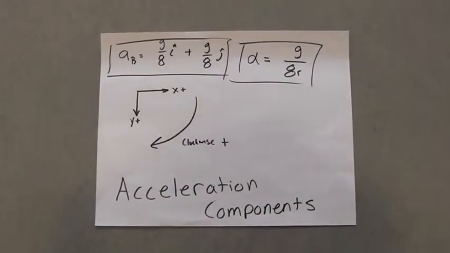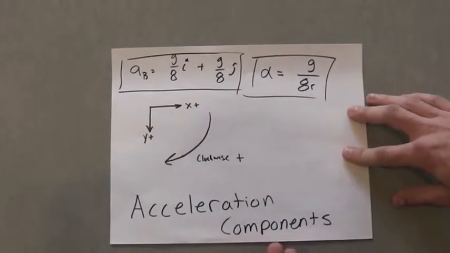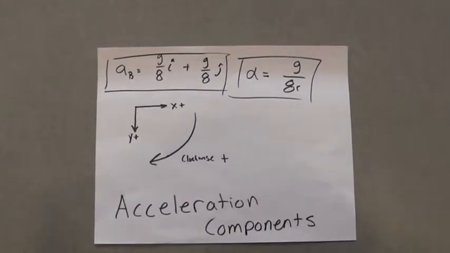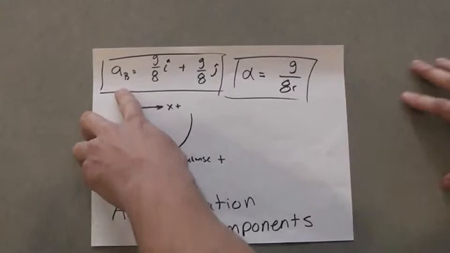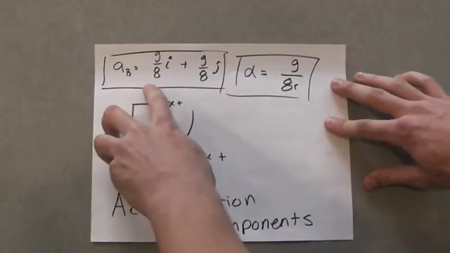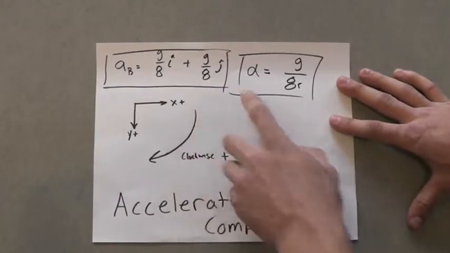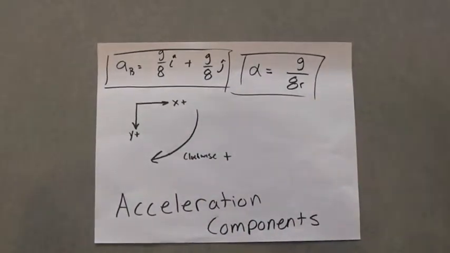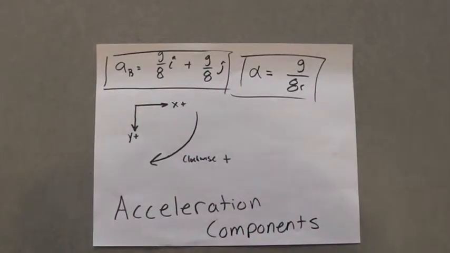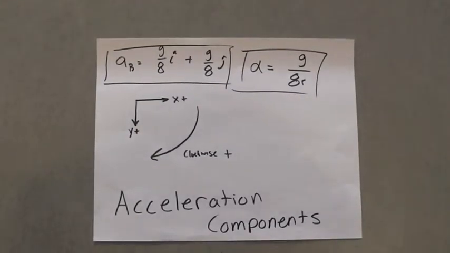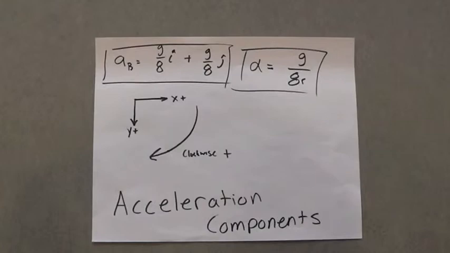From this, we plugged back into the kinetic equations to find the components of acceleration at point B. This acceleration at B is equal to g over 8 in the i direction plus g over 8 in the j direction. This makes sense with our predetermined sign convention, which follows the right-hand rule of x to the right, y positive down, and clockwise positive for moments.